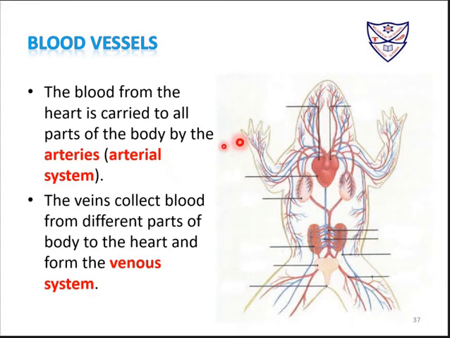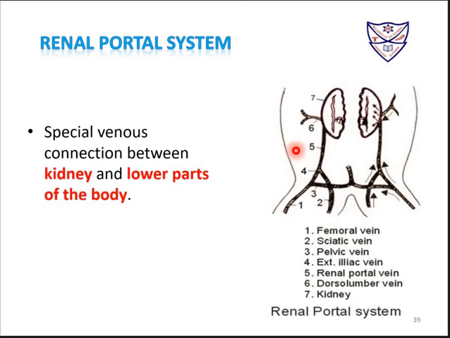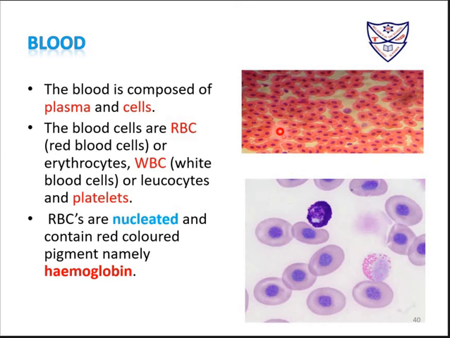This is the oxygenated blood which is going everywhere, and then the veins collect the deoxygenated blood from different parts of the body to the venous system. Special venous connections are seen between liver and intestine. Then we have the renal portal system, which has special venous connection between kidney and the lower parts of the body. The blood is composed of plasma and cells.